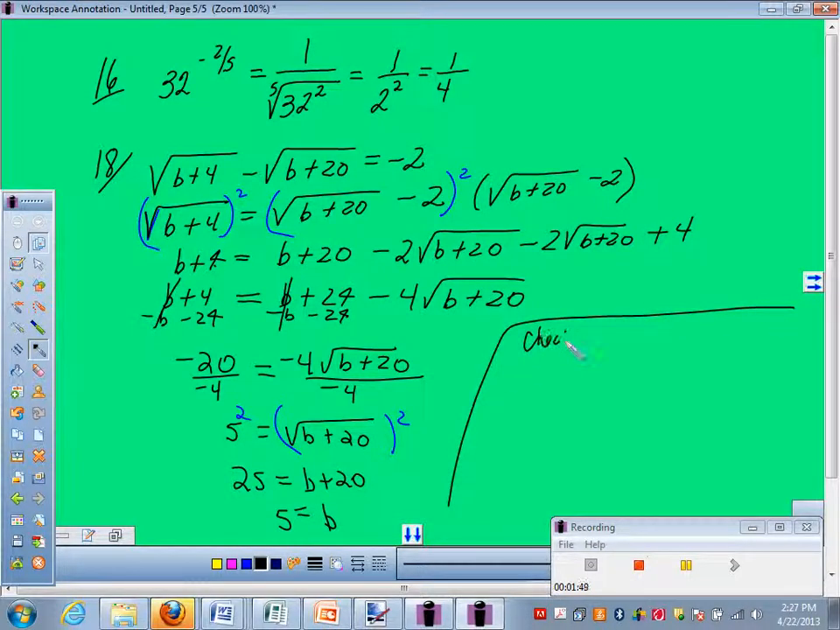And this is a real quick check. So I'm putting 5 in the original problem, saying I have square root of 5 plus 4 minus square root of 5 plus 20. And that's square root of 9, which is really 3. That's square root of 25, which is really 5. Does 3 minus 5 equal negative 2? And yep, it does. So our answer's good.